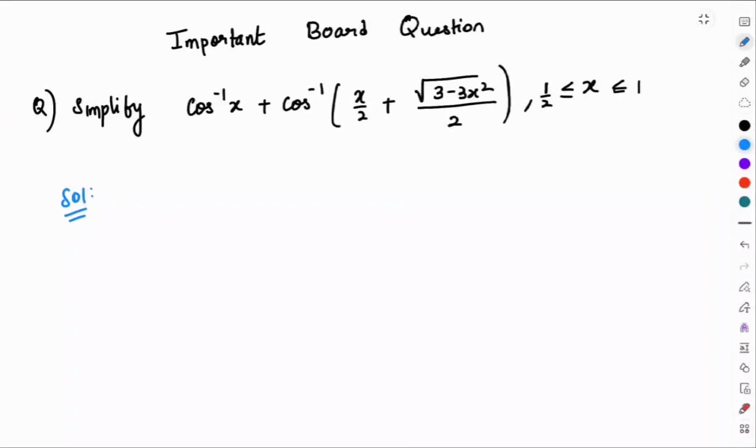Important board questions, part 2. Simplify cos inverse of x plus cos inverse of (x by 2 plus root of 3 minus 3x square by 2), and they have specified where your x lies.